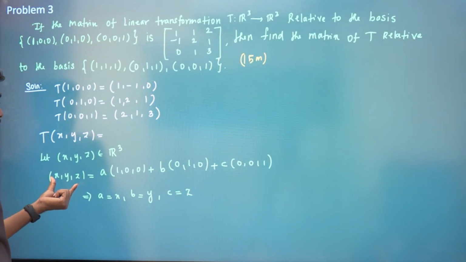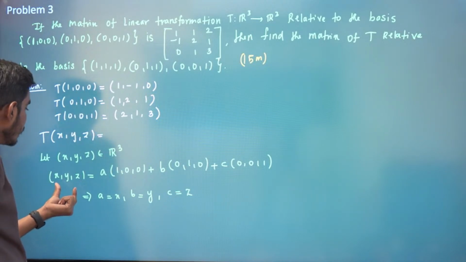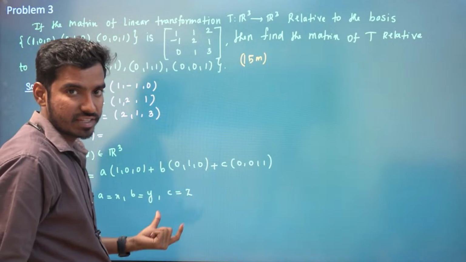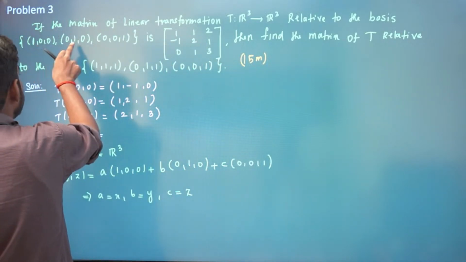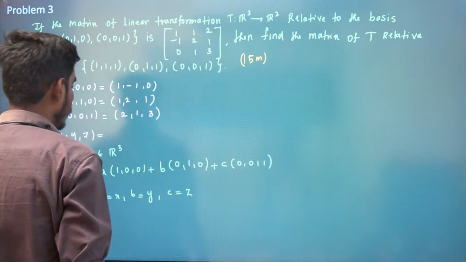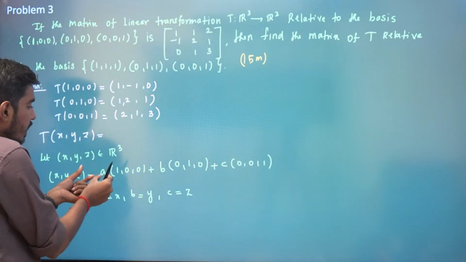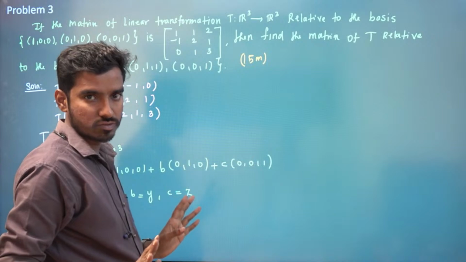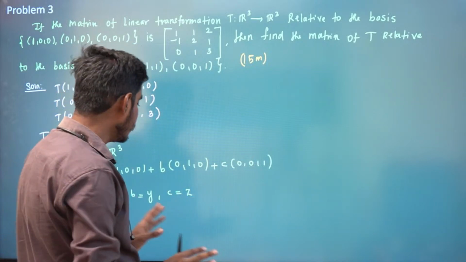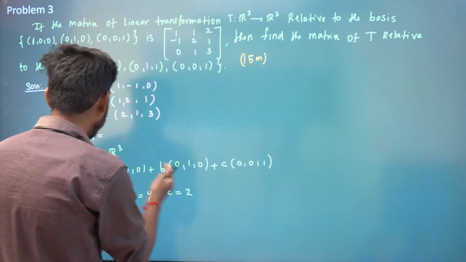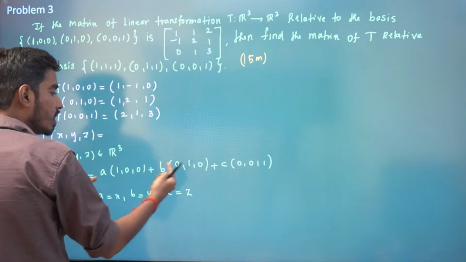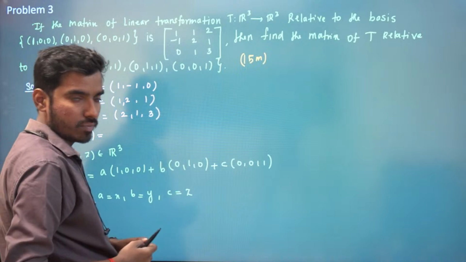You take any vector in the domain, you write that vector as a linear combination of the given basis vectors. Our given basis is the standard basis (1, 0, 0), (0, 1, 0), (0, 0, 1) for this matrix. After this, you have to write a, b, c in terms of x, y, z. If it is the standard basis, writing a, b, c in terms of x, y, z is easy. You just have to solve these two. So you'll be getting (a, b, c) is equal to (x, y, z).